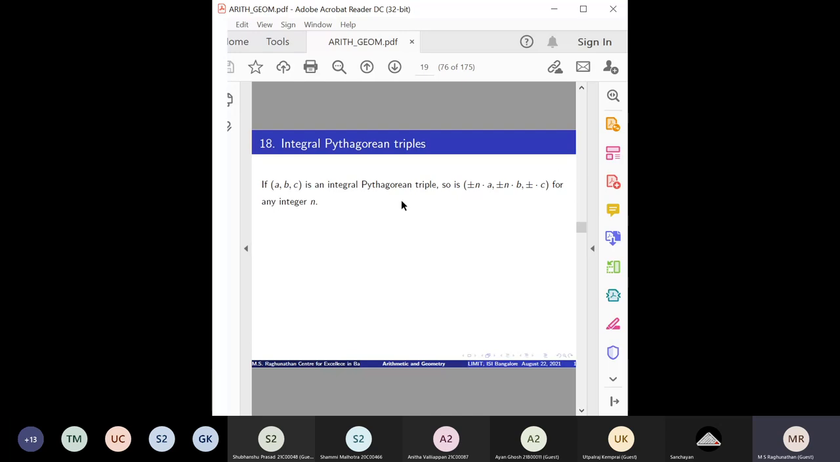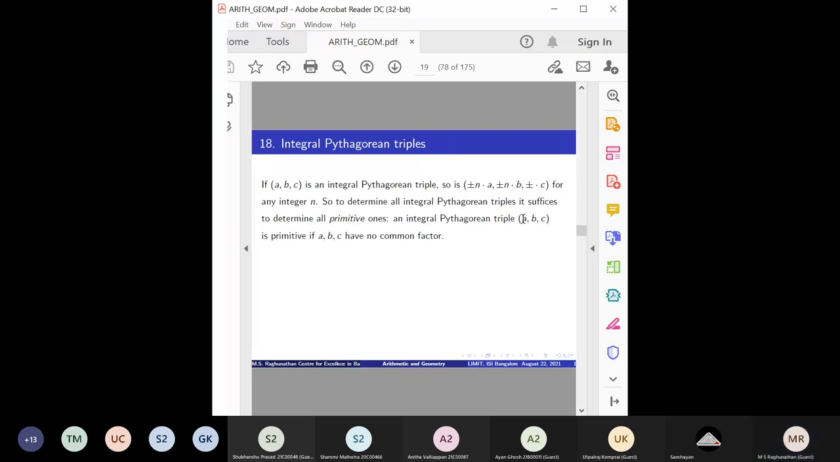Once you have one A, B, C, you can find a lot more by simply multiplying them by an integer, positive or negative. So to determine all integral Pythagorean triples, it suffices to determine all primitive ones. And what do I mean by primitive ones? The primitive ones are those where A, B, and C do not have a common factor, and they are all assumed to be non-negative.